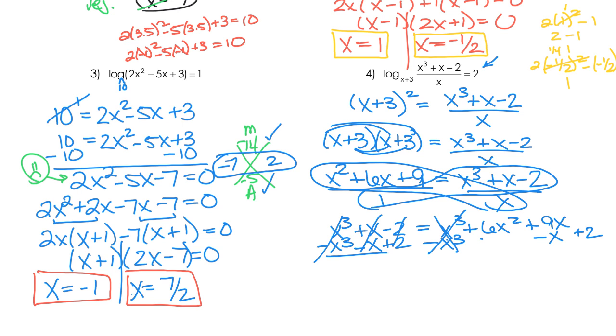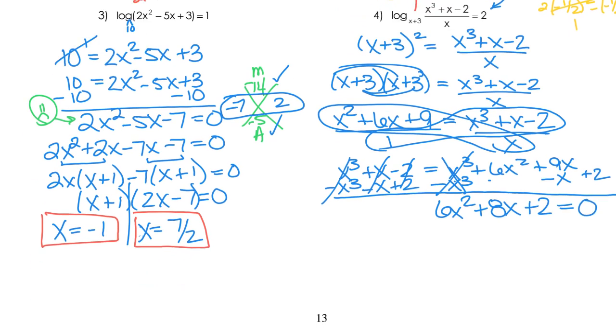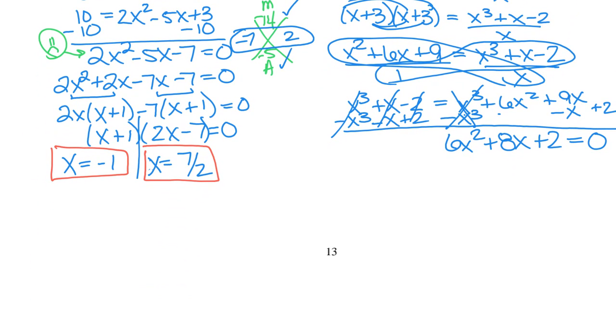Okay, so when we're finished bringing over our terms, we're still left with a 6x squared. But 9x minus x is positive 8x, and then plus 2. And don't forget we're equal to 0. Okay. All right, so now that we finally got our trinomial, we could do a couple things to solve it, right? We could factor it if it's factorable. We could use completing the square or quadratic formula if it's not factorable.